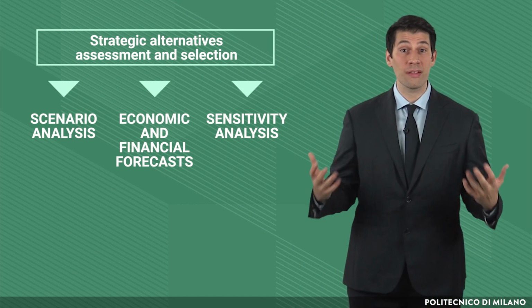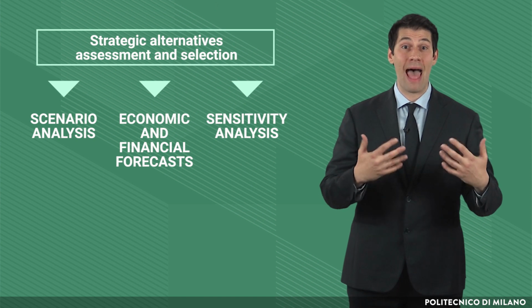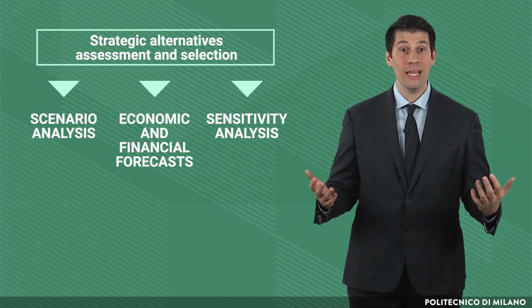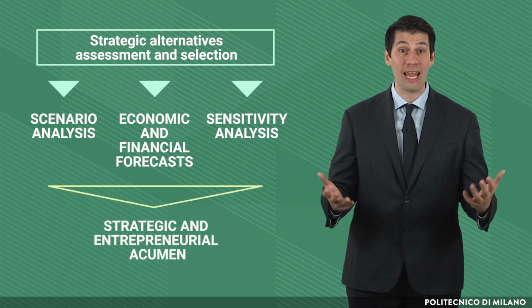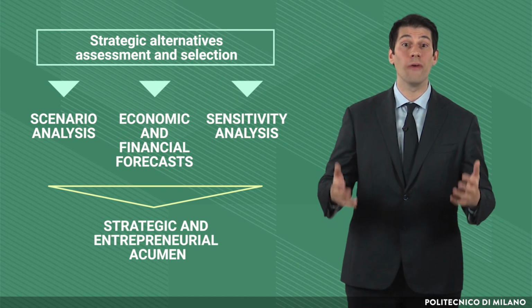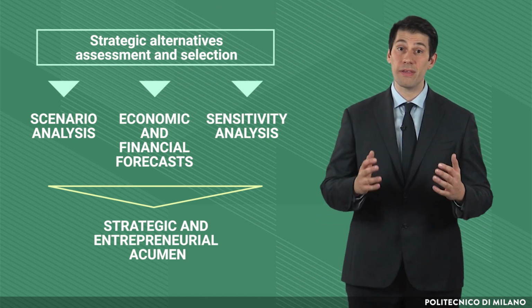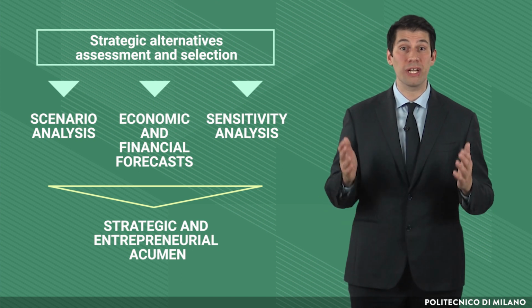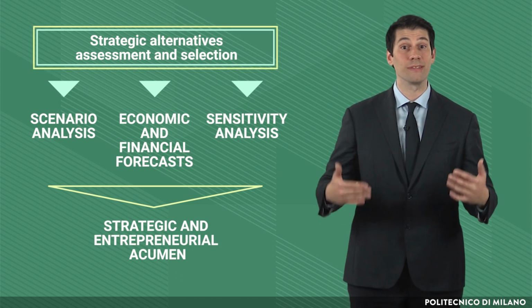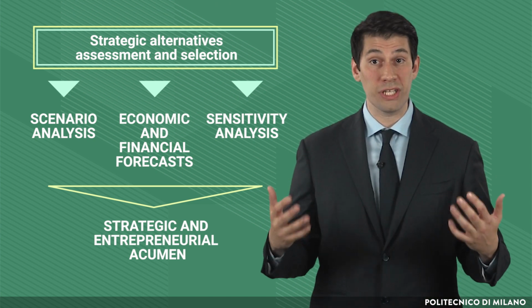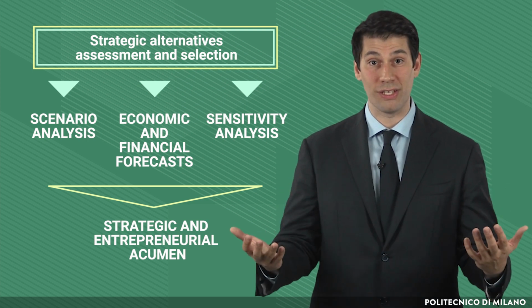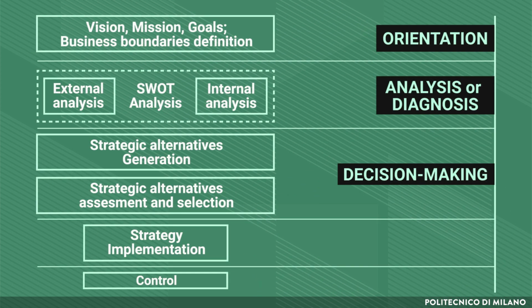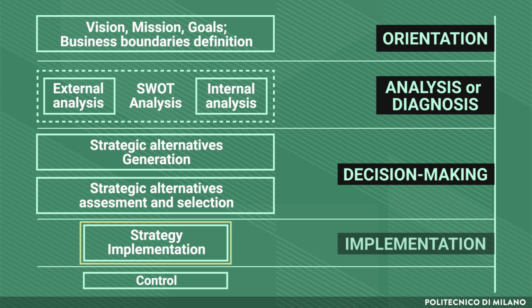However, since this constitutes the heart of the entrepreneur's or manager's decision-making role, it will be her or his strategic and entrepreneurial acumen to determine how to reach the goals by means of which decision. This decision-making step is labeled Strategic Alternatives Assessment and Selection. After one or more strategic alternatives are selected, they are embodied in the company's business strategy. The decision-making macro phase ends and is followed by the strategy implementation one.